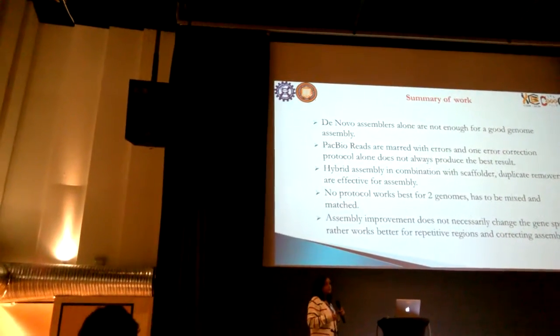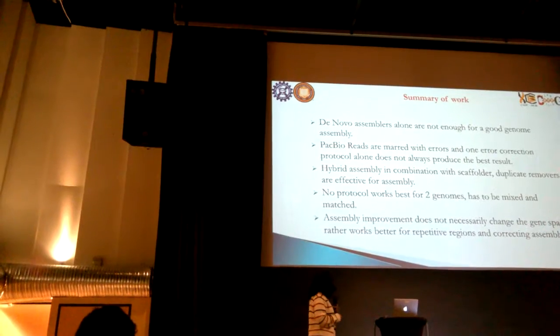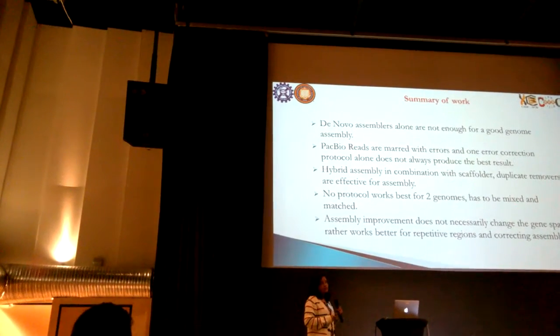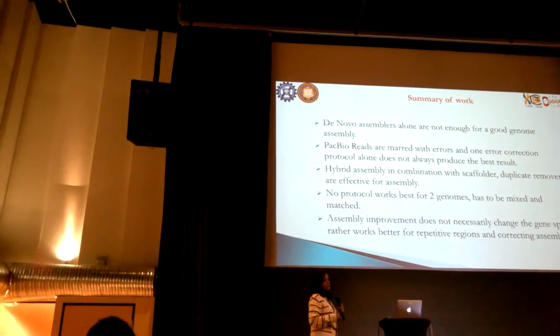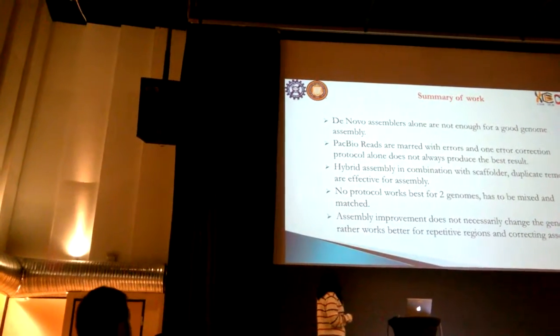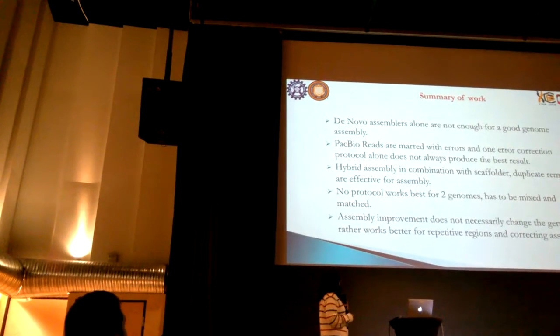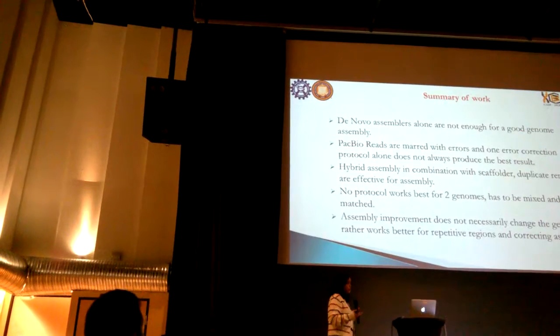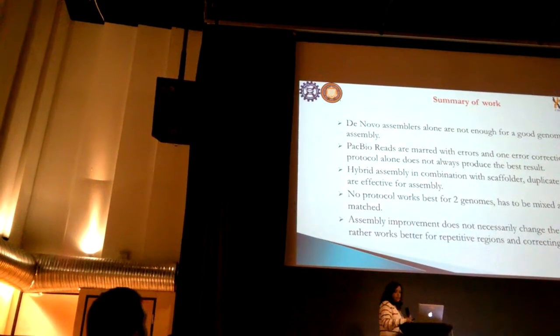You have to use a scaffolder, which may take several steps, and no single protocol will work for two different genomes. So if it is working for one genome, it may not work for the other. Assembly improvement does not necessarily change the gene space. So you may have gained some repetitive and non-coding regions.